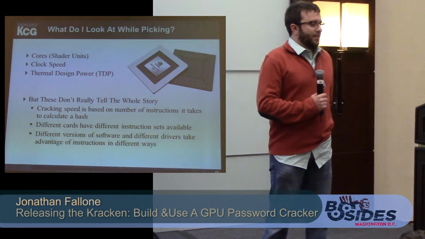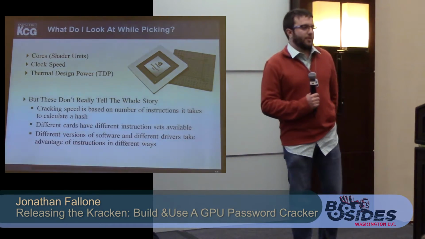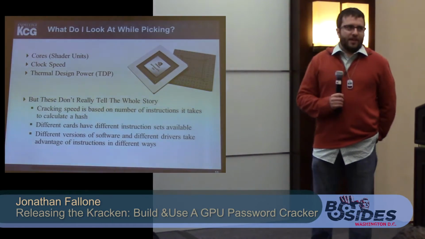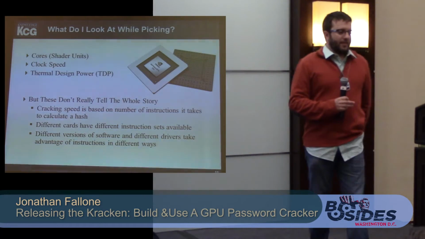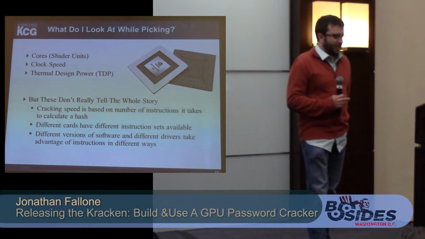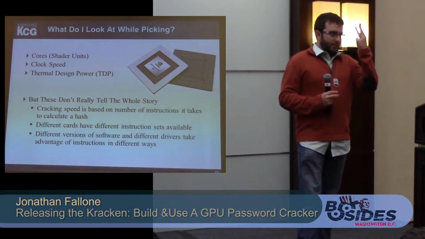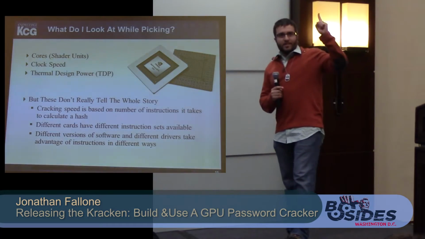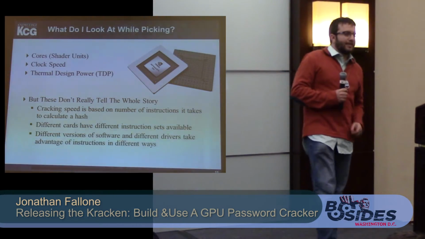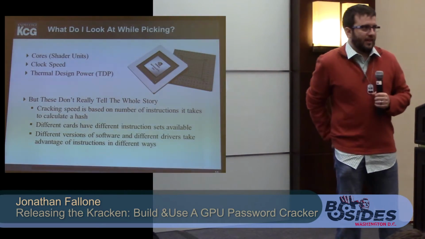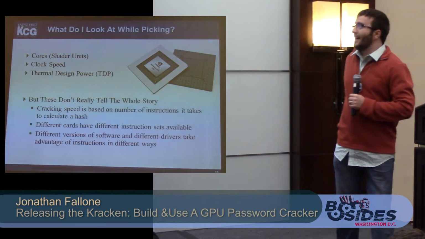Flops mean absolutely bupkis to password cracking because calculating the hash is not a floating point operation. So everything out there that says, oh, my computer goes at this many flops, gigaflops, teraflops, whatever, really doesn't matter. There are 3 things that are important to a password cracker. One is the number of cores we have. This is also a lot of times called a shader unit. This is how many simultaneous calculations we can basically do at a time.